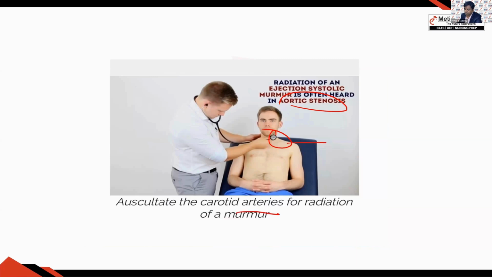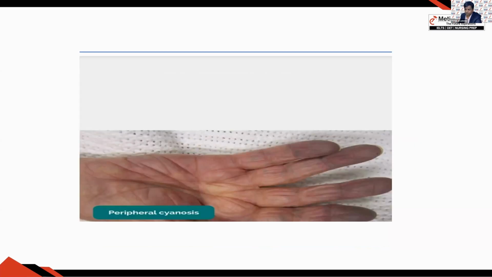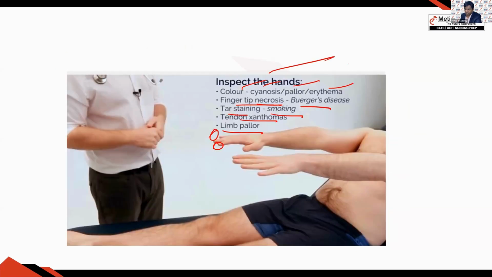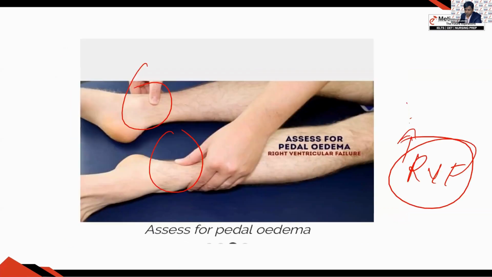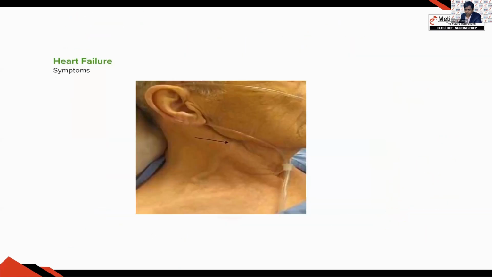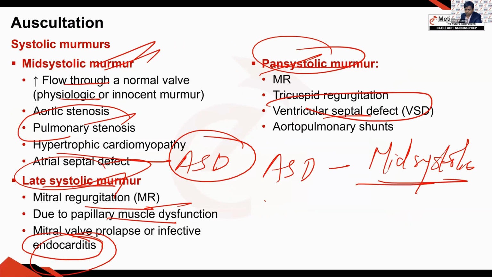Why have I given this slide? The bell of the stethoscope is used for murmurs. That is a question you have. Bell, not the diaphragm. Peripheral cyanosis we have discussed. Next we come to the signs and symptoms of the disease. So some of the images I covered.